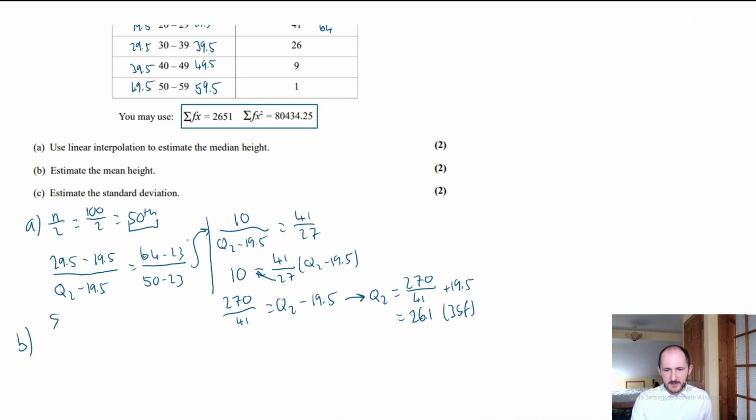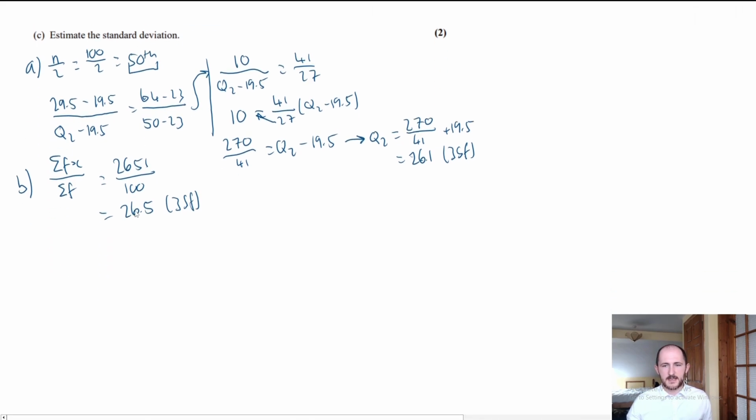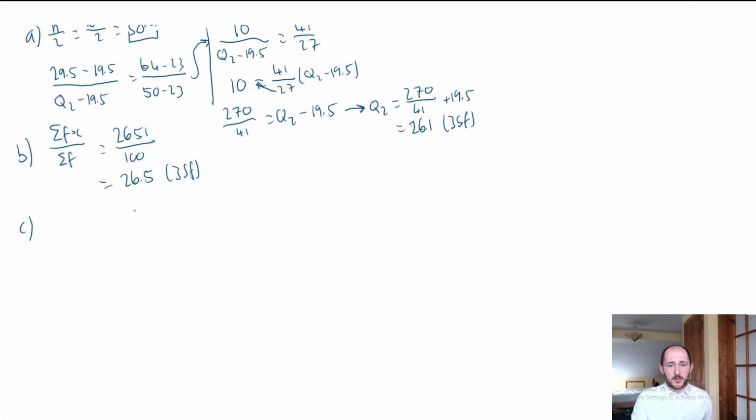So the mean is the sum of f of x over the sum of f, which is the technical way of writing it, but sometimes that confuses people. So 2651 over the 100 people here. So I'm not even going to use a calculator. 26.5 to 3 sig fig. Which means lastly but not least, standard deviation. It is a formula you are given.